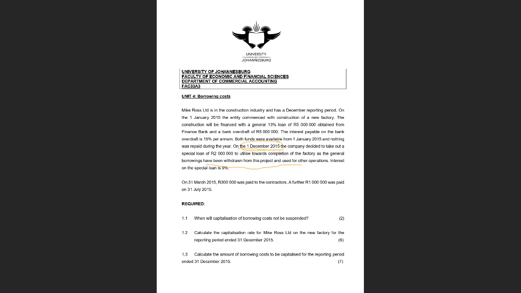You need to ask, is that loan or that overdraft only used for this project? Then it would qualify as specific. But if the overdraft is used for the project and for other things, then it would be general. So you can't just assume that a bank overdraft is general borrowing. Sometimes a bank overdraft can also be specific borrowing. So you need to go back and ask yourself, what are those loans used for? Is it specifically only for the project? It would be specific. If it is for the project and other things, it would be general.